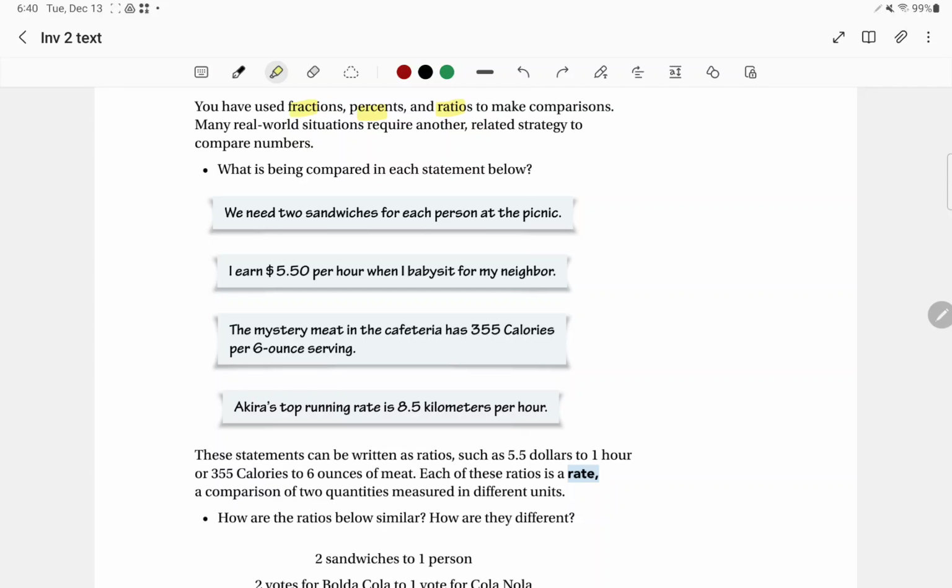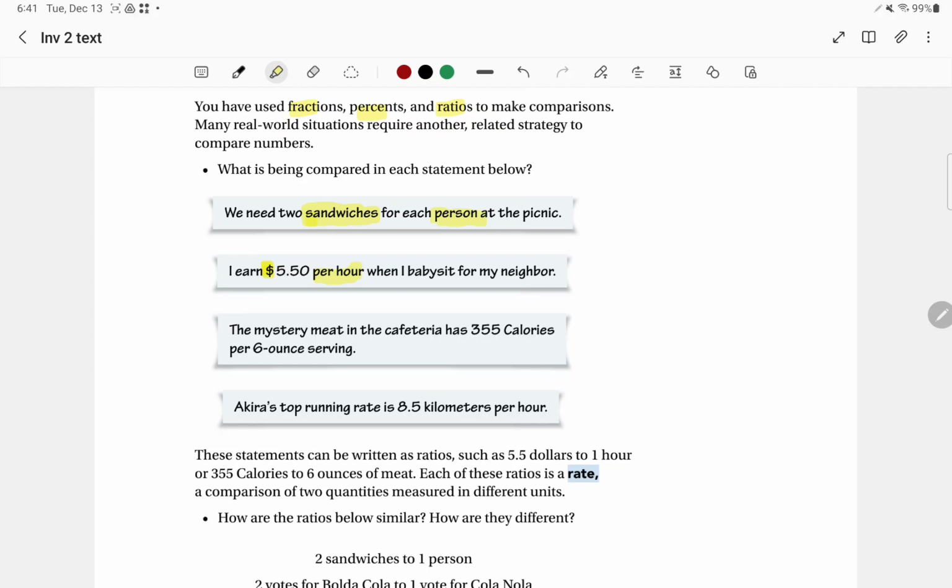Okay, on the first one, you need 2 sandwiches for each person. You're considering how many sandwiches for each person. So you have 2 sandwiches for each person. So those are the 2 things being compared in that first one. And the second one, I earn $5.50 per hour when I babysit for my neighbor. Well, the 2 things being compared is how much you make and then how many hours. So those are the 2 things being compared.